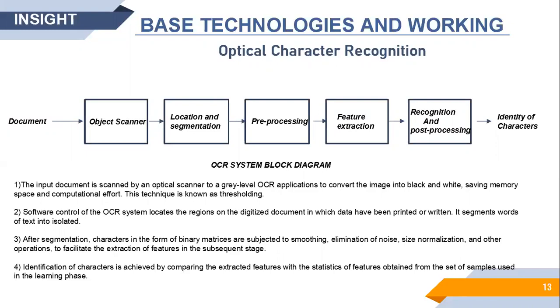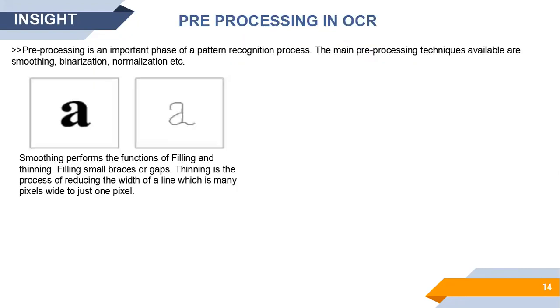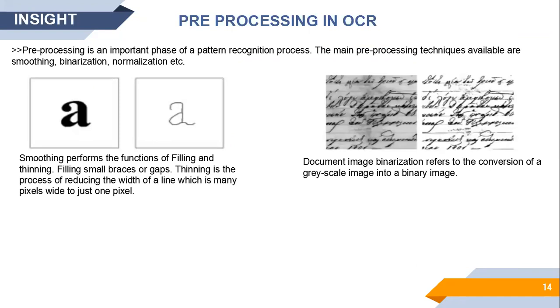Then we compare the extracted features with statistics to identify the characters. So we'll see the important phase of the pattern recognition process. The main techniques of pre-processing are smoothing, binarization, and normalization. Smoothing performs the functions of filling and thinning.